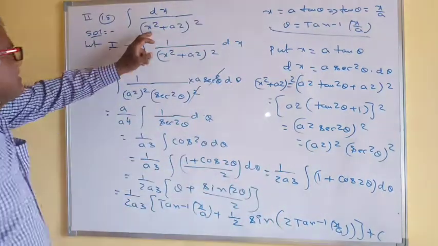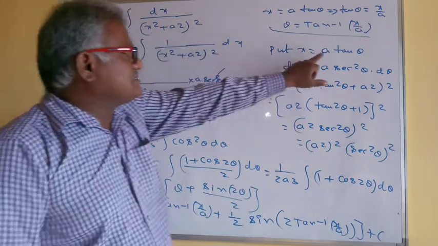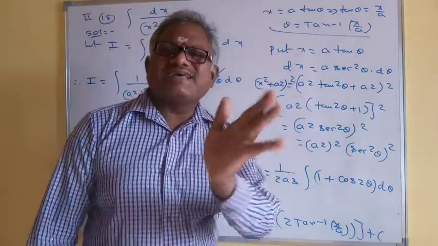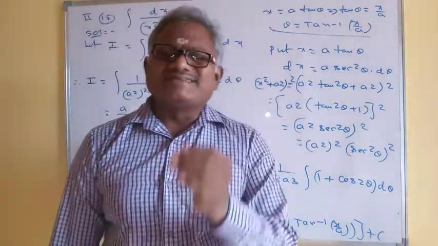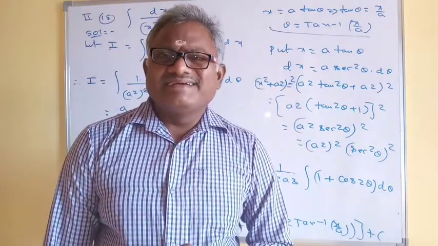Whenever x square plus a square is there, just put x equal to a tan theta. Suppose a square minus x square is there, simply put x equal to a sin theta. Okay.